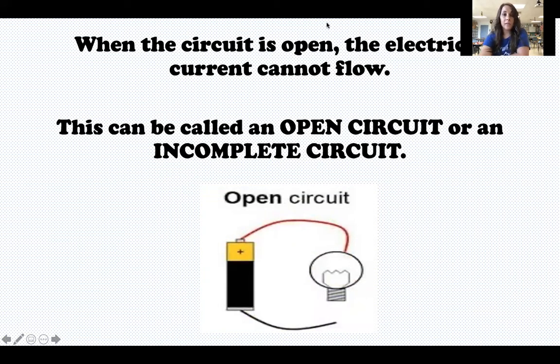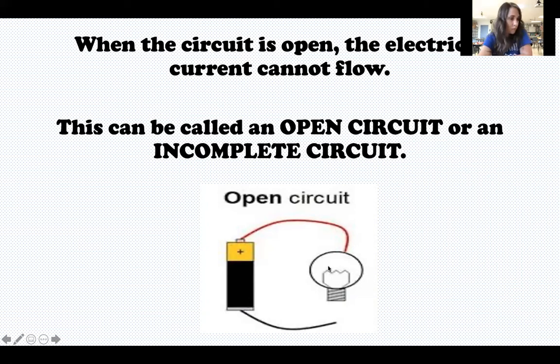Then the opposite is when the circuit is open, the electrical current cannot flow. This can be called an open circuit or an incomplete circuit. So here's our picture. We have our power source, and we have electrons that can flow through a conductor to the load. But then look, once they get to the load, they have no way to get back to the power source. They can't magically just jump. All right, there has to be something connecting them here, some sort of conductor that the energy can flow through. Since we don't have that, the light bulb is not on.